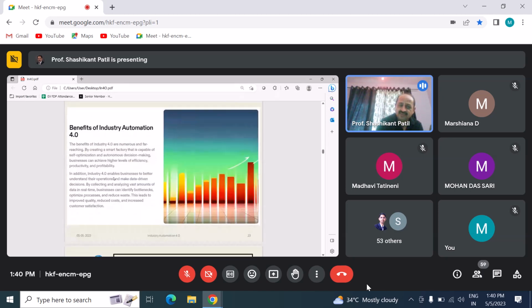When we come to the benefits of industry automation, there are numerous benefits, and they are far reaching, by creating a smart factory which is capable of self optimization. Self optimization means you have to use your resources to the fullest. None of your resources should remain idle, and if you use them optimally, naturally your reliability, efficiency, and productivity will increase. And even in algorithms and in systems, we are always optimizing. In communication networks also, people are optimizing communication networks.